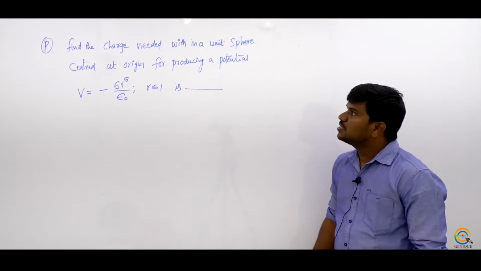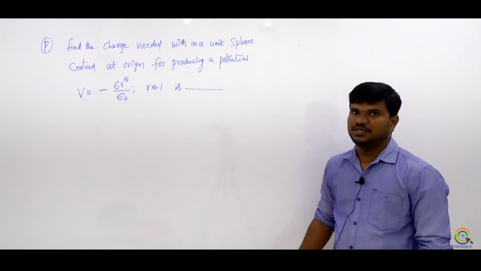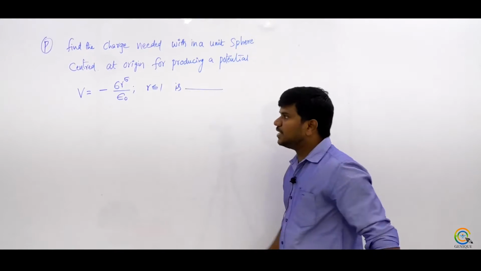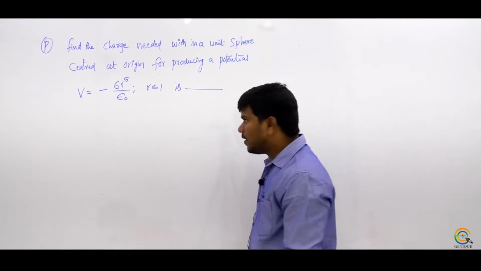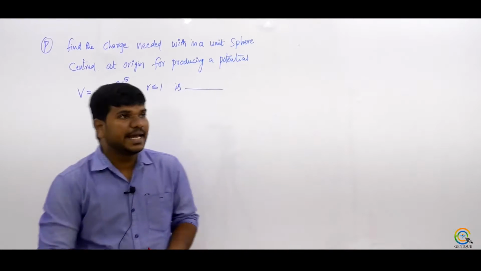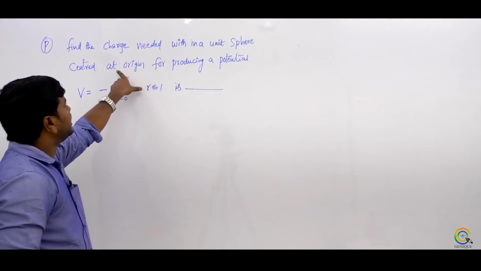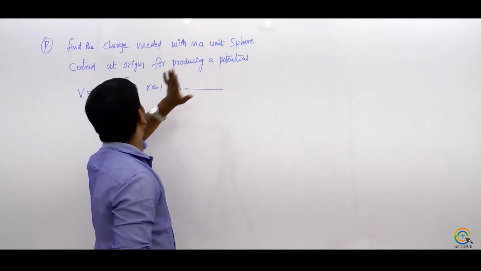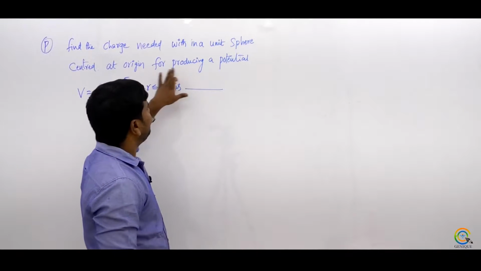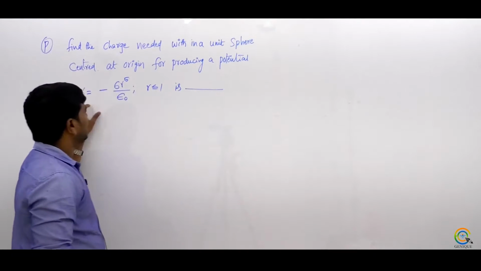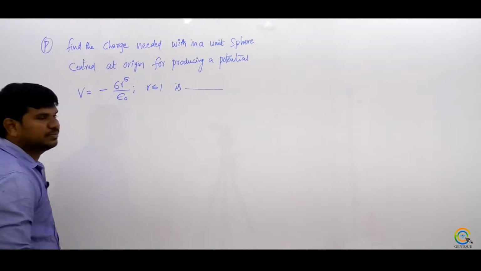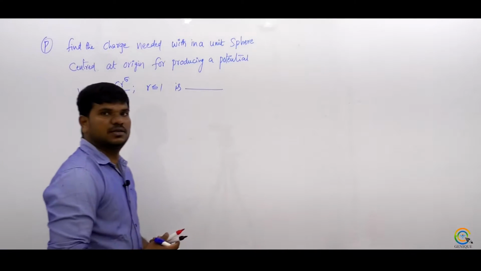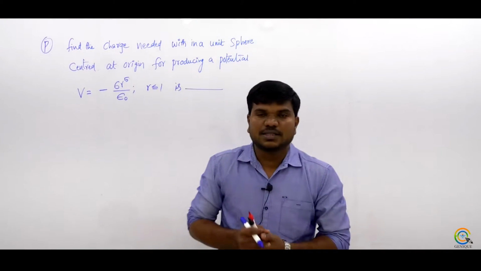But here we have to find the charge. Previously we found the electric field intensity. Here we have to find the charge needed within a unit sphere centered at the origin for producing a potential of this form. So how can we find the charge?